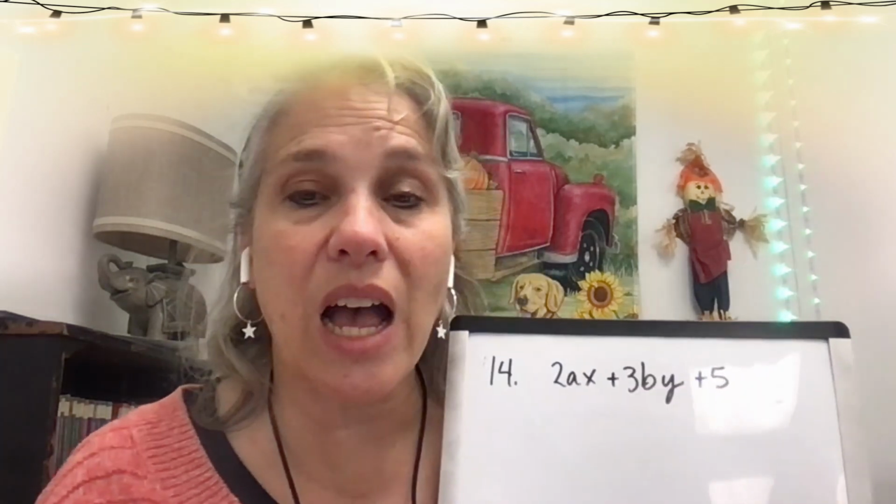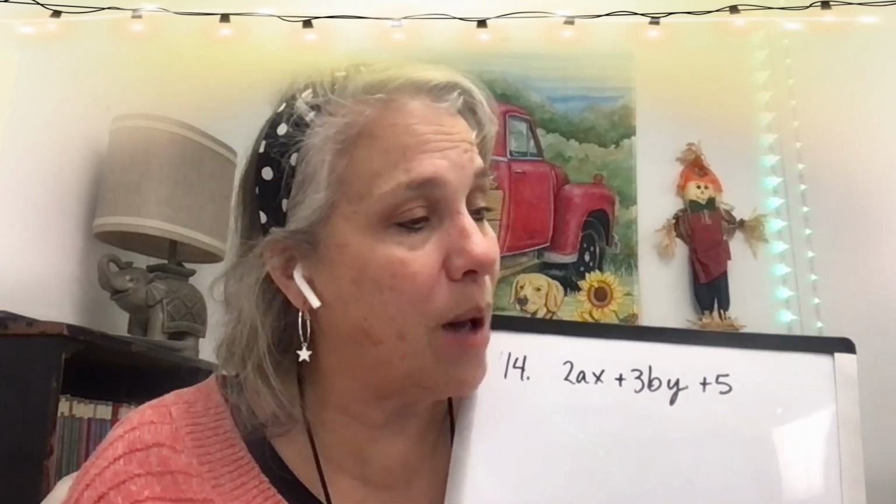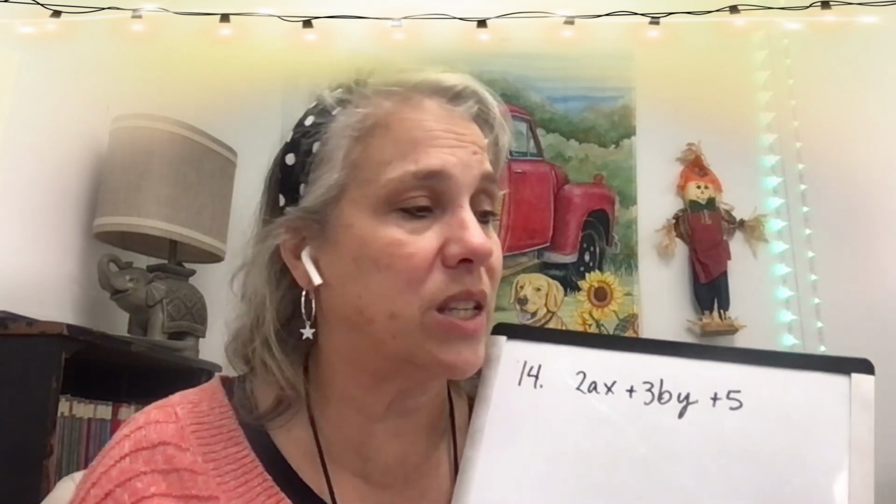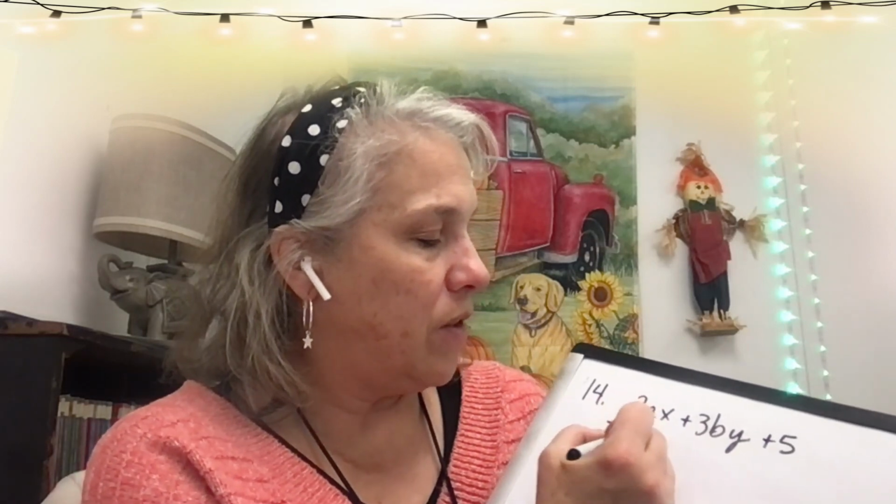So I hope you can do 12 and 13 on your own. Send me a message if you're having trouble with that. And 14 is a little different because we have a minus sign in between. So 2ax plus 3by plus 5. And now there's a minus sign in between the parentheses. So at that point, you need to change the signs of everything inside the parentheses. So negative 3x, it's positive, so change it to a negative. It's a negative 3by, so change it to a positive 3by. The negative 5, so change it to a positive 5.